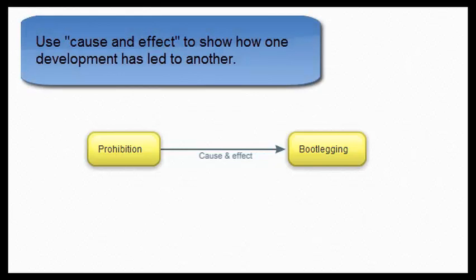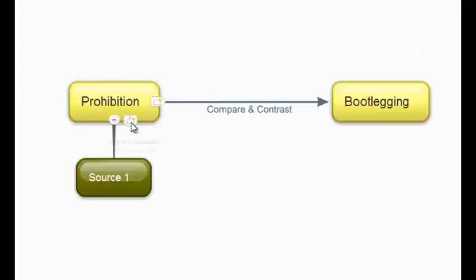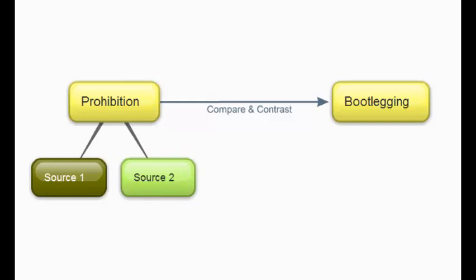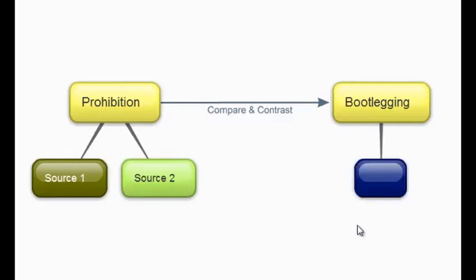Use the cause and effect argument line if you are primarily interested in showing how one development has led to another in your topic. In the example, the student found a group of sources discussing the constitutional amendment that prohibited alcohol sales, and then some other sources that discussed how the practice of bootlegging arose in response to prohibition.